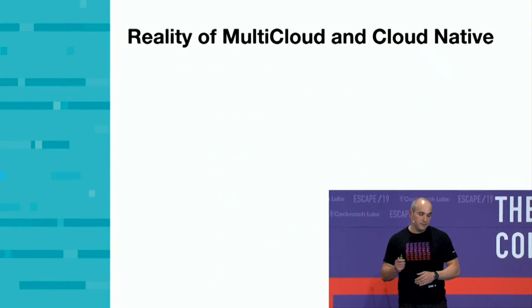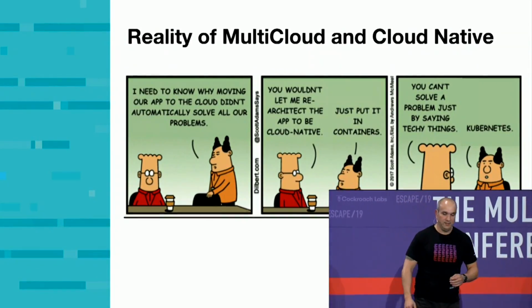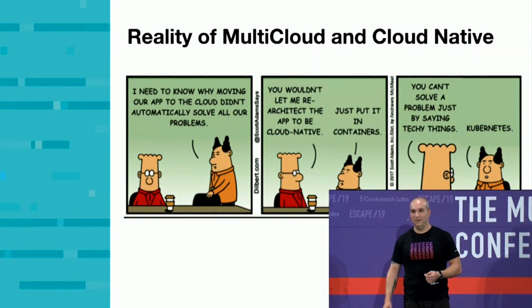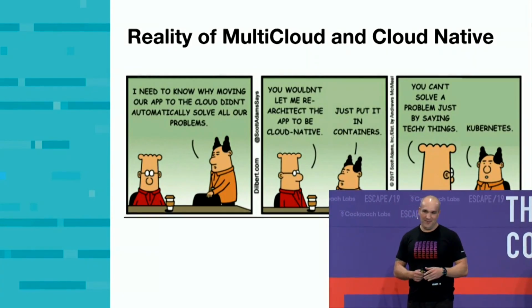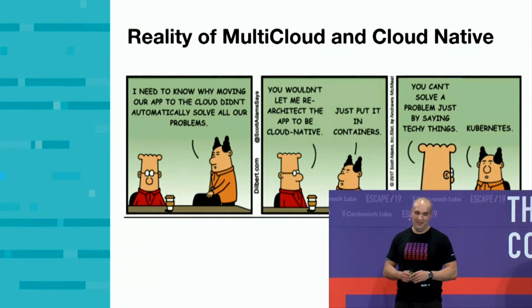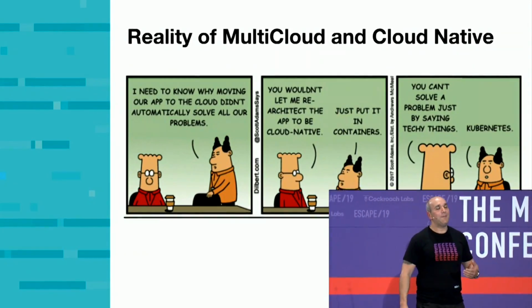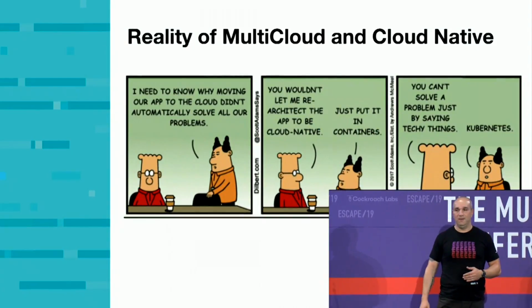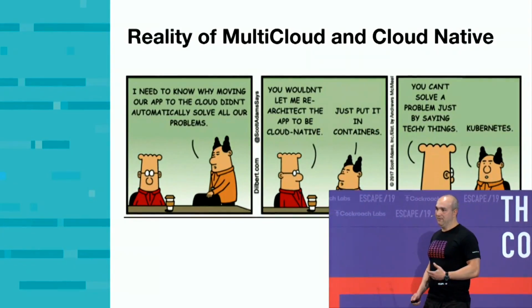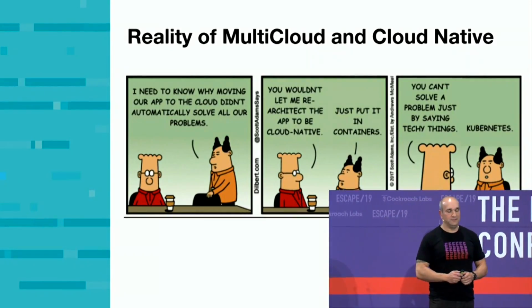The reality of cloud native and multi-cloud is, if you've seen this Dilbert, I'm sure you've seen it ad nauseam. I really like it though. It's basically: if I need to know why we're moving our app to the cloud, it doesn't automatically solve our problems. I won't read the whole thing, but I love how folks just throw these terms out without understanding, like, does my application work there? Maybe my legacy tools don't work. So I have to look at uniquely new ways to cover this from a multi-cloud perspective.